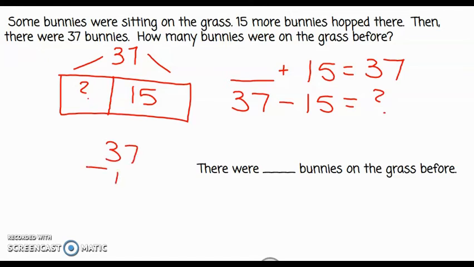So 37 take away 15 would leave us with 22. So if I were to plug that into my tape diagram, 22 bunnies were sitting on the grass, 15 more bunnies hopped there, I would end up with 37 bunnies. So the answer to the question that was being asked, how many bunnies were on the grass before? There were 22 bunnies on the grass before.